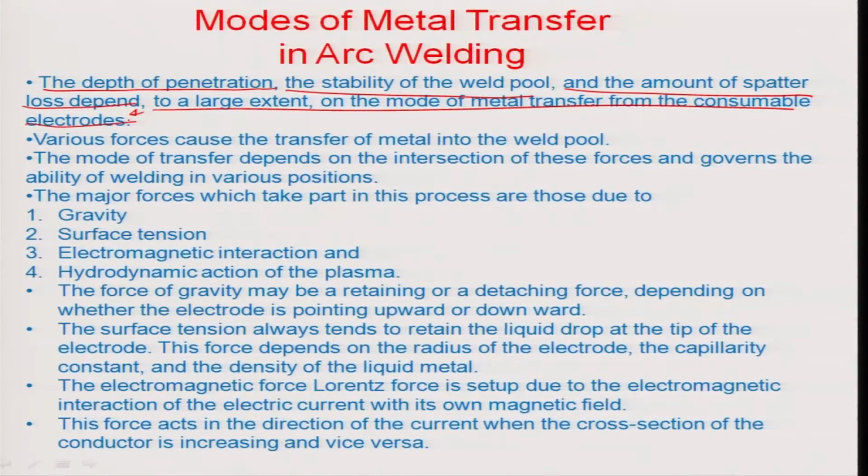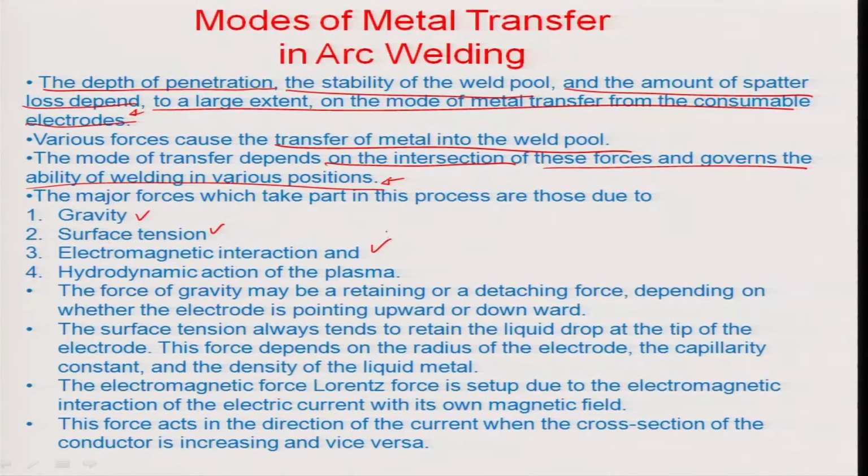Various forces cause the transfer of metals into the weld pool. The mode of transfer depends on the interaction of these forces and governs the ability of welding in various positions. The major forces are, first, gravity, because the drop emanating in the liquid state from the electrode would be pulled down by its weight. There is also surface tension, because you are forming a liquid-gas boundary, and surface tension withholds the melt droplet on the tip of the electrode, so it is a very important force.